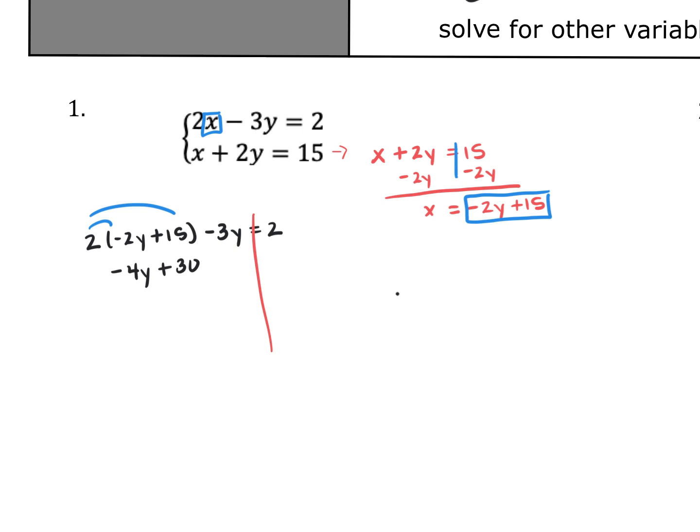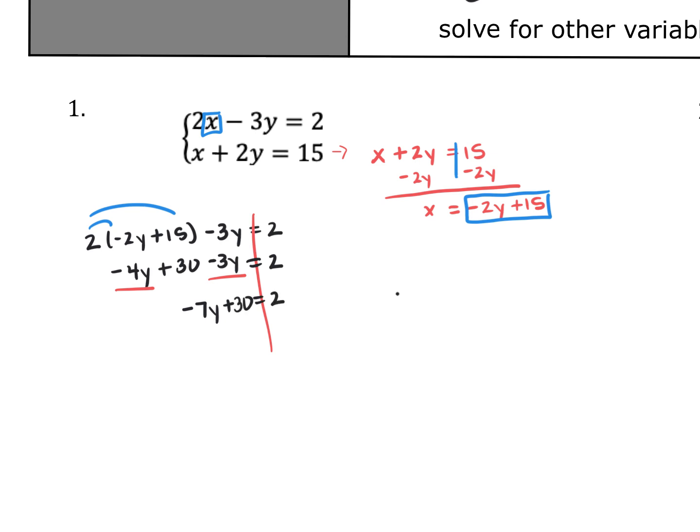Okay, we're not going to distribute that 2 to that negative 3y because it's outside the parentheses. So I'm just going to write minus 3y, and then equals 2. Okay, when I look, I have a negative 4y and a negative 3y both on the same side of the equal sign, so I can combine those terms. So negative 4 and negative 3 is going to give me a negative 7y. I still have plus 30 equals 2.